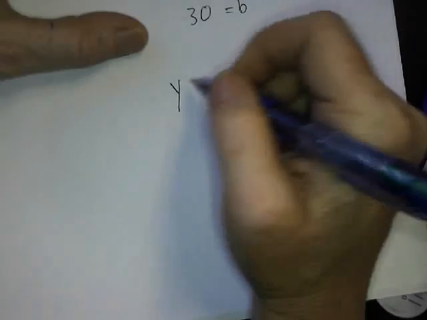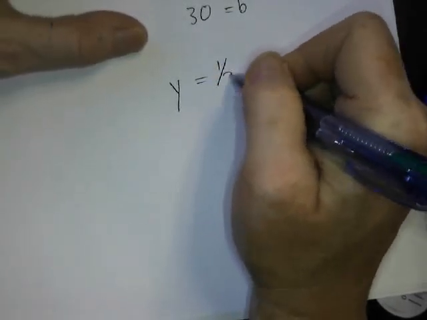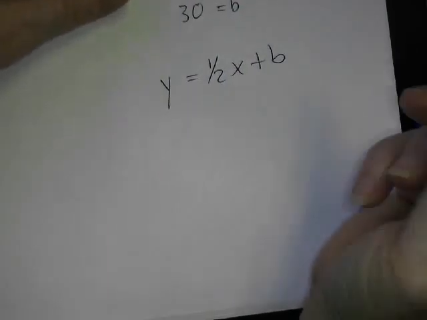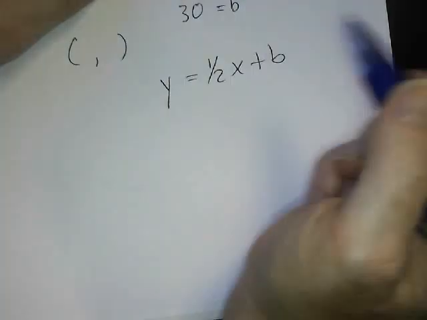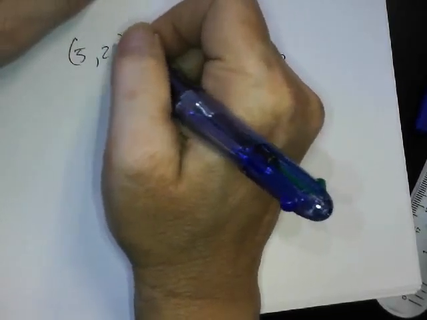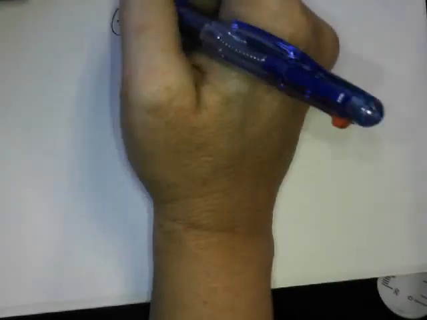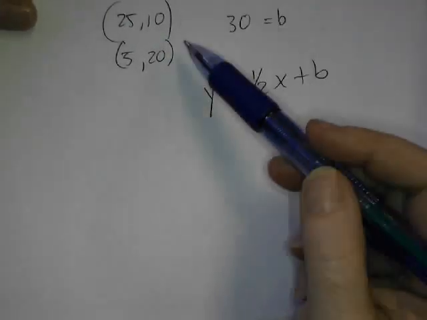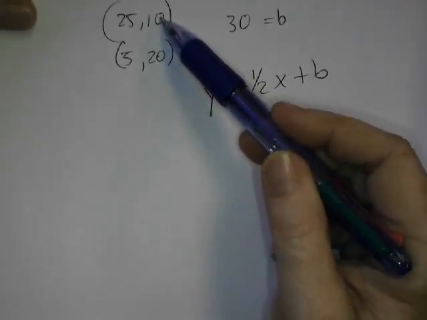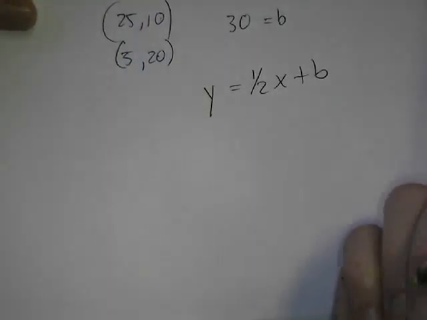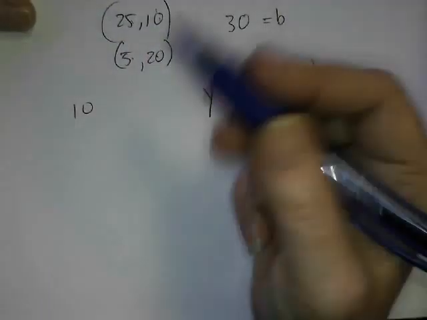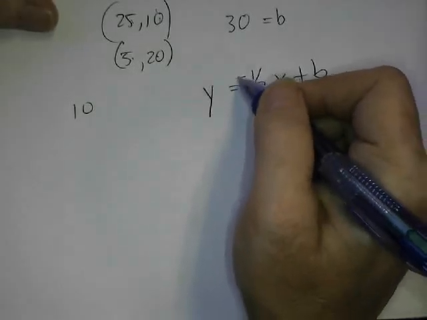Okay, let's do your problem, Owen. So you have y equals 1/2 x plus b. What is an ordered pair that lies on your graph? Like, I want an x comma y that lies. 5, 20, and then 25, 10. Okay, so that explains why you got the negative. 20 minus 10 is 10. 5 minus 25 is negative 20. It's a negative a half, yes.